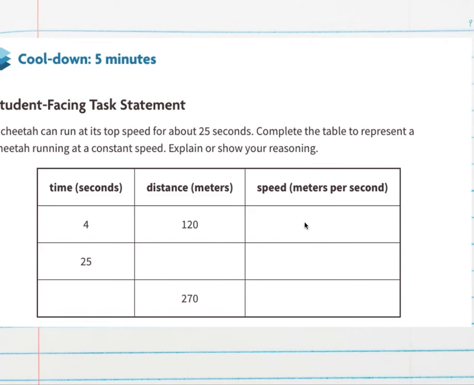I'll help you get started. What's that speed going to be? What's our distance divided by our time? 120 divided by 4 is 30. So you would need to put 30 right here.